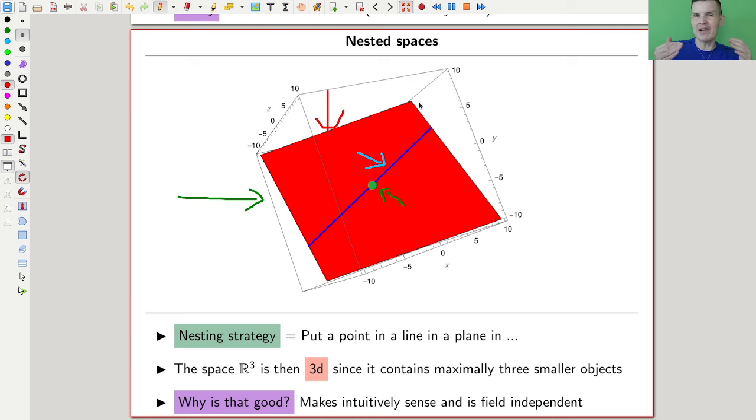Sometimes we can say R3, which is my whole picture, so everything lives in R cubed. R3 is three-dimensional since it contains a zero-dimensional space, in a one-dimensional space, in a two-dimensional space, but that's it. We can't put more inside. That's maximal. It's the supremum over everything. And why is this good? Because it makes intuitive sense. I hope it makes sense. To me, it makes sense. I have a point in a line in a plane and so on.